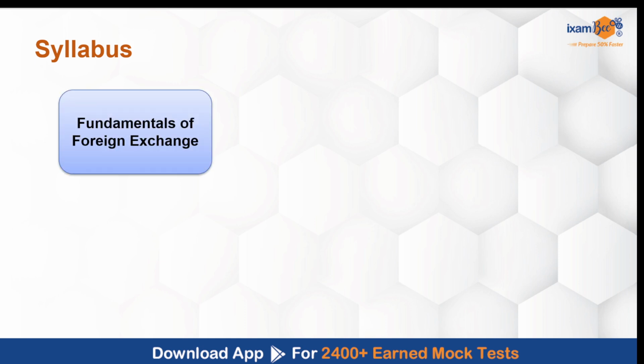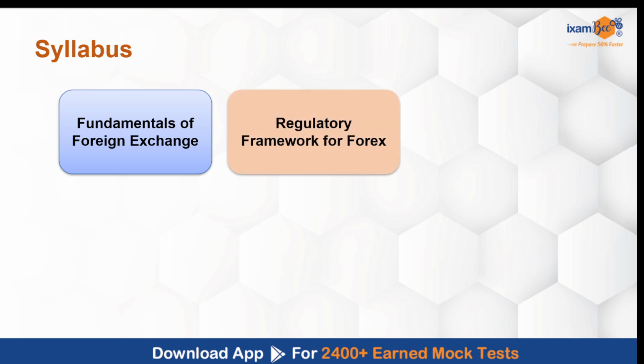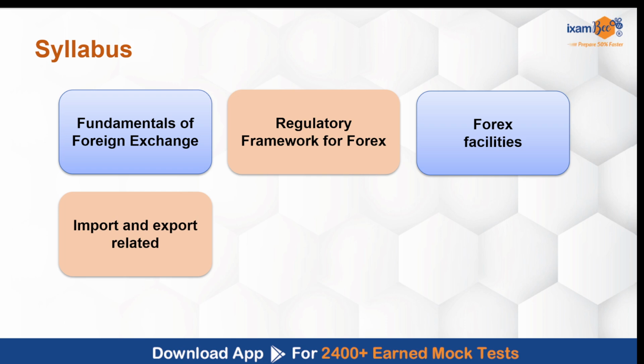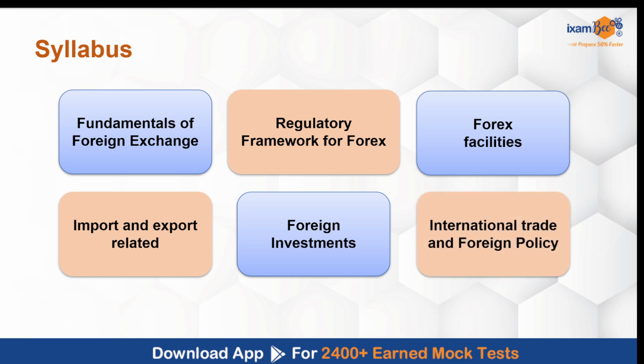So the syllabus can be understood in 6 broad categories. First is your fundamentals of foreign exchange. Second is your regulatory framework for Forex. Then your Forex facilities. Fourth is your import and export related points. Then your foreign investments related points, and then international trade and foreign policy. What does each of these mean?